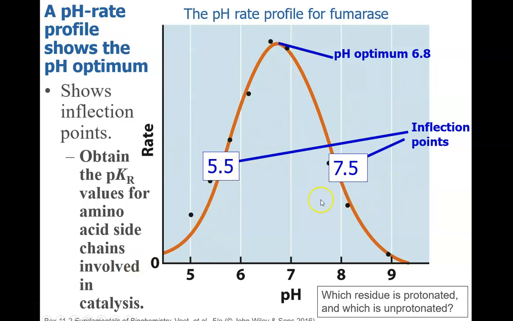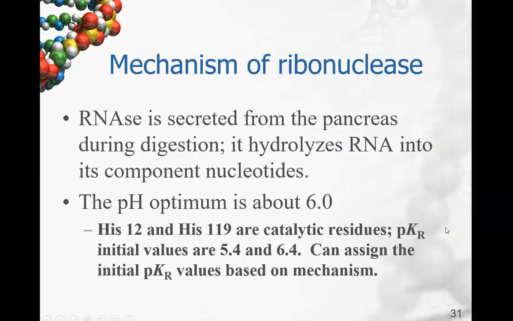And the reason we don't work at the extremes is because down here, when the pH is really low, both of those residues would be protonated, and up here where the pH is high, both residues would be unprotonated, and the enzyme won't work.